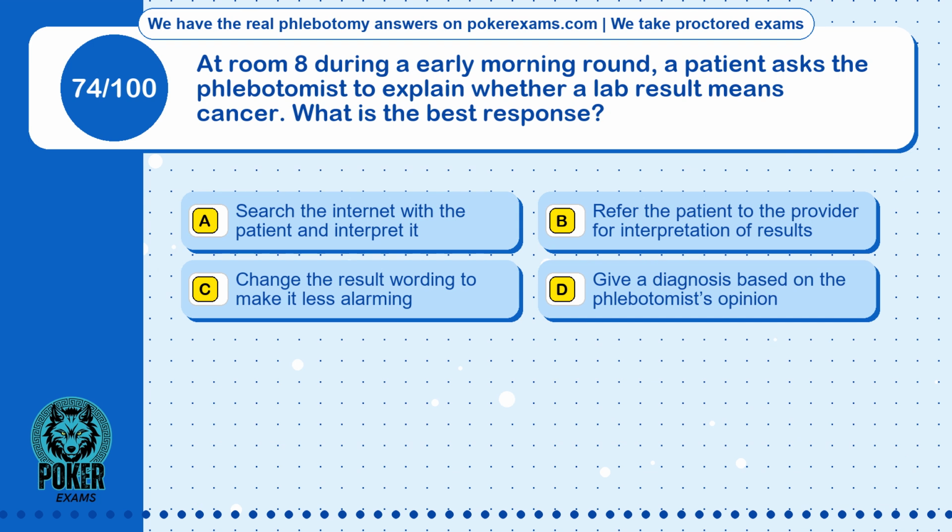Question 74. At room 8 during an early morning round, a patient asks the phlebotomist to explain whether a lab result means cancer. What is the best response? Option A. Search the internet with the patient and interpret it. Option B. Refer the patient to the provider for interpretation of results. Option C. Change the result wording to make it less alarming. Option D. Give a diagnosis based on the phlebotomist's opinion.